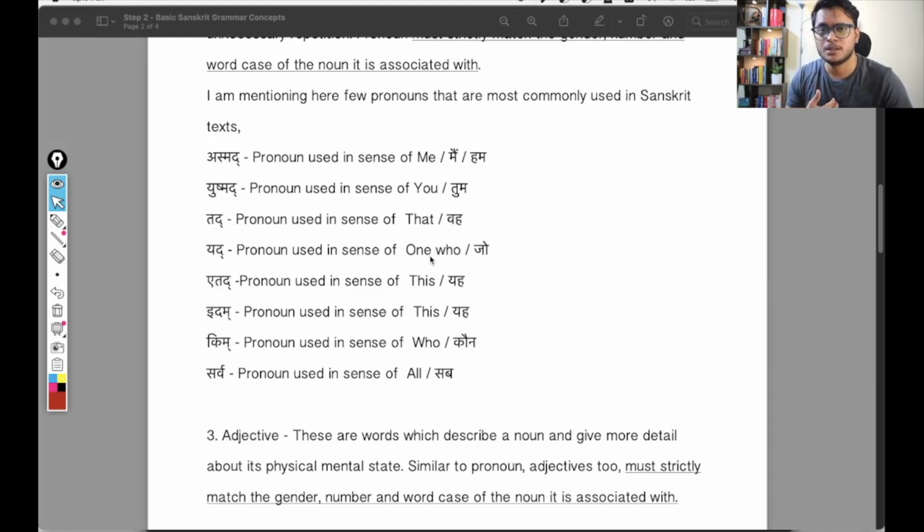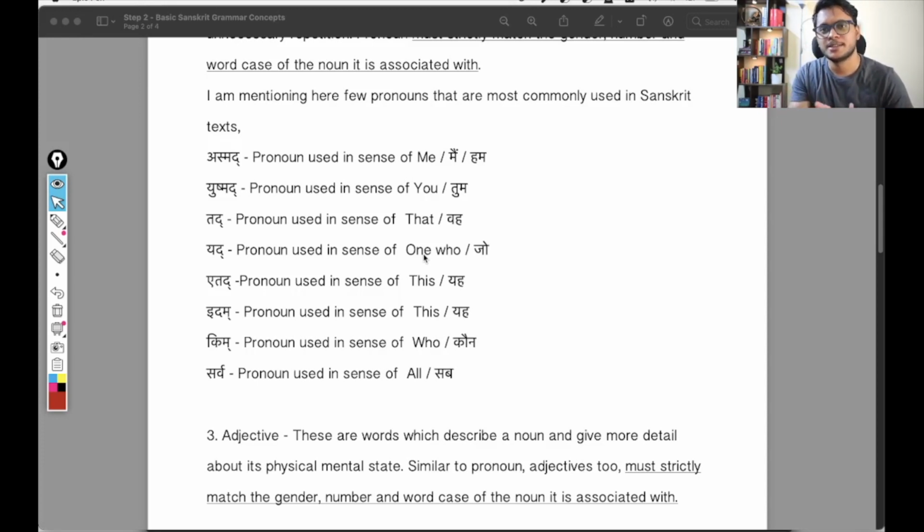Aham, I. Aham brahmasmi. So I, you, and when in the end of the video I say "vayam punah milamaha", vayam means we. We will meet soon. Vayam punah milamaha. Okay. So these are pronouns.